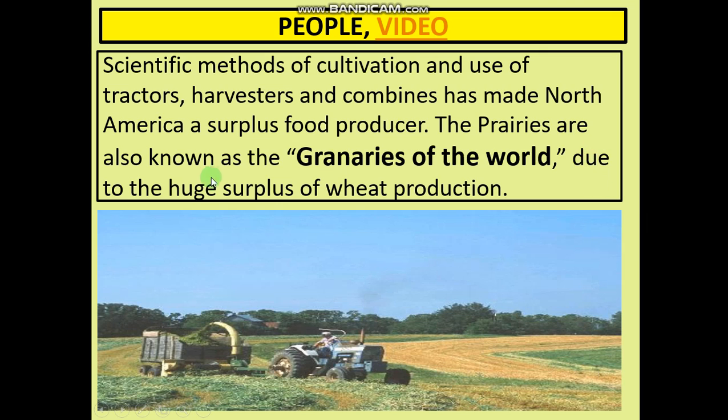The prairies are also known as the granaries of the world. A granary is a place where you can store a large amount of food or crops, a place which is full of food, like wheat, maize, corn, potato, rice. Take any crop, they have a sufficient amount of it. Due to the huge surplus of wheat production, this prairie region is also known as the granaries of the world.